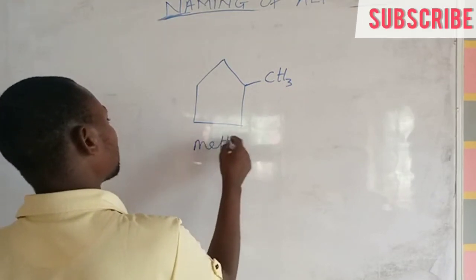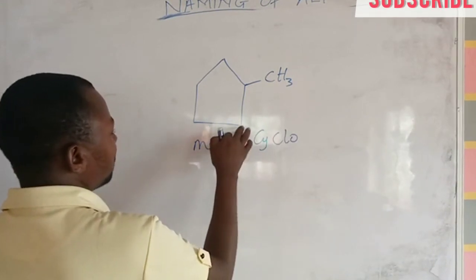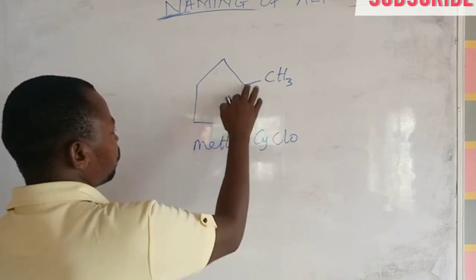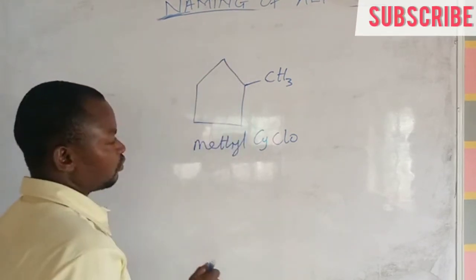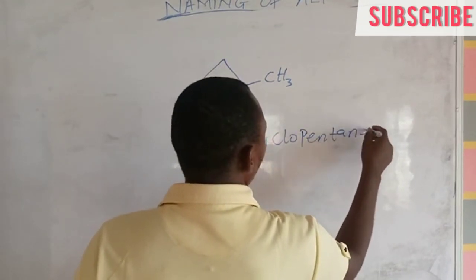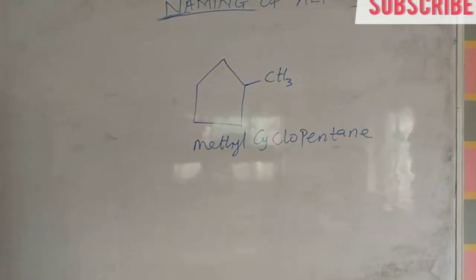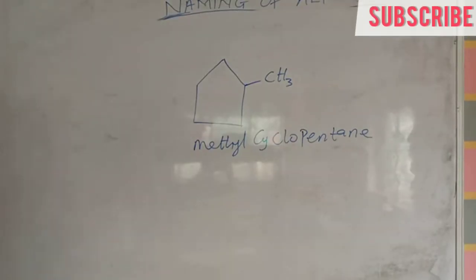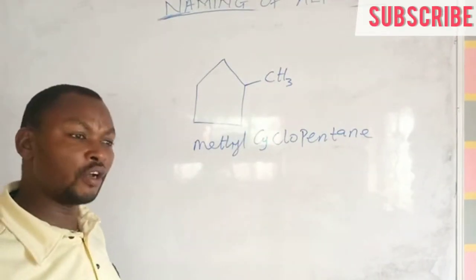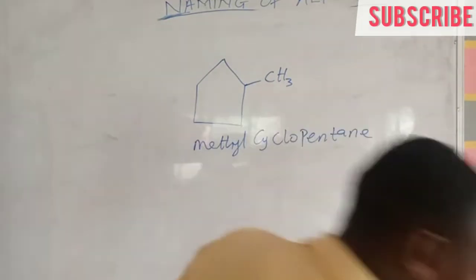I'll just say I have methyl cyclo. Just count the number of carbon in the ring. I have 1, 2, 3, 4, 5. So that's methylcyclopentane. You can see, if there is only one substituent, you don't need to number. Okay.